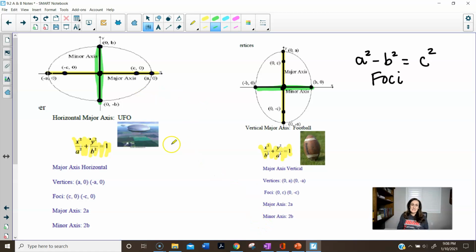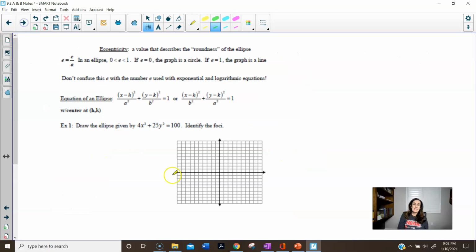Now the vertices are going to be your A's. From the center out to the vertex is a distance of a. And from the center to the co-vertex is going to be the distance of b. So let me show you how this works with an example. I think that will be the easiest.